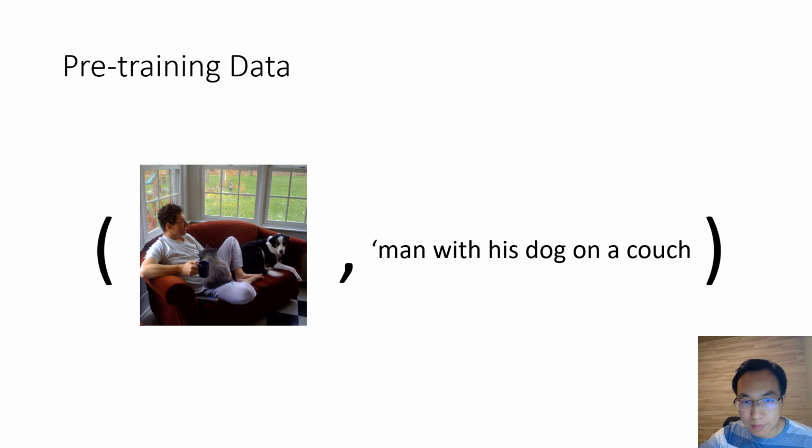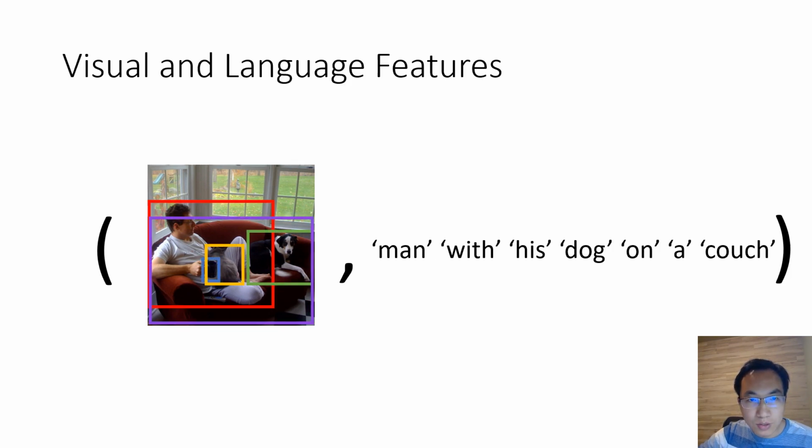It's an image-text pair. And then we are going to extract the image feature and also the language feature. For the visual part, basically we will have different bounding boxes detected, and each bounding box will correspond to one image feature. And for the text part, we will do tokenization.